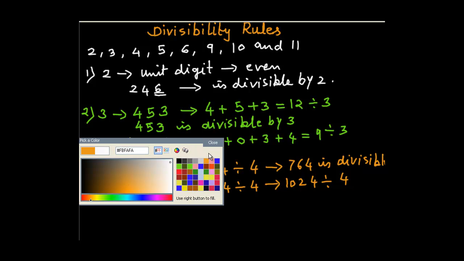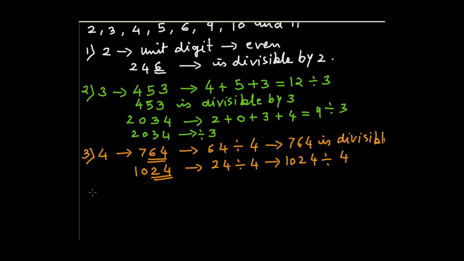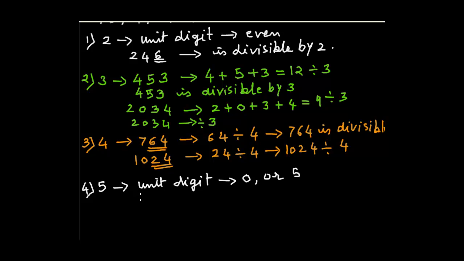Now, let me explain the divisibility rule for 5. If the unit digit is either 0 or 5, then the given number is divisible by 5. For example, 435. The unit digit is 5. So 435 is divisible by 5.